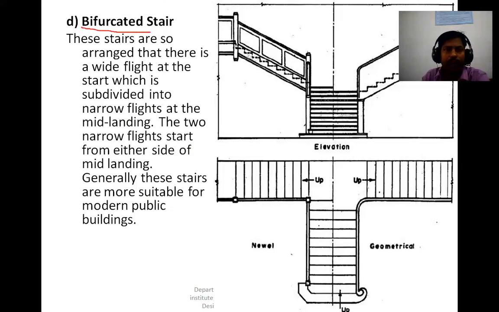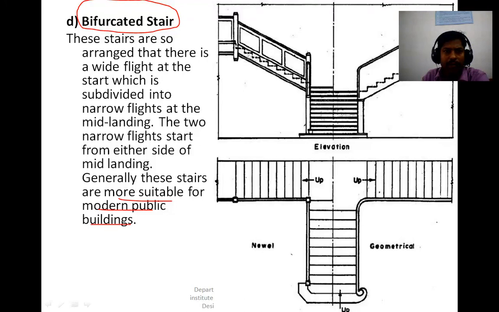Now another type of stair is called bifurcated stair. Such a type of stair is used in public buildings, and you see that this is the first flight, and after reaching the first landing, you can go in the left direction or the right side. So this type of stair is more suitable for modern buildings.